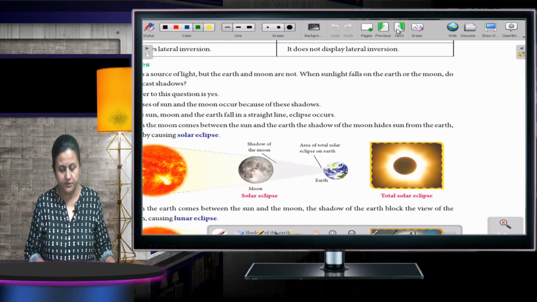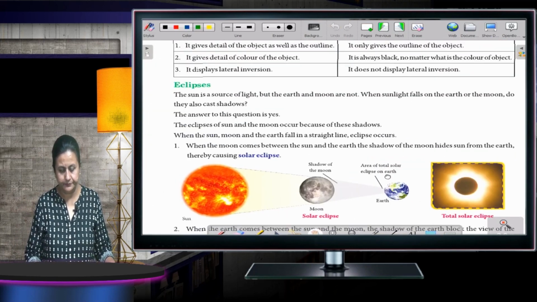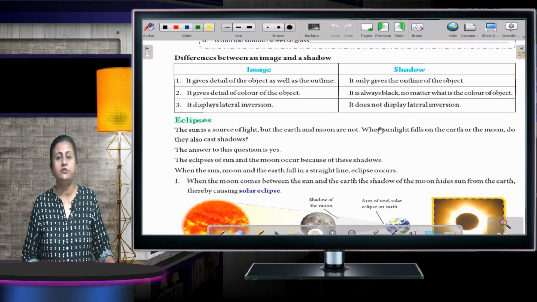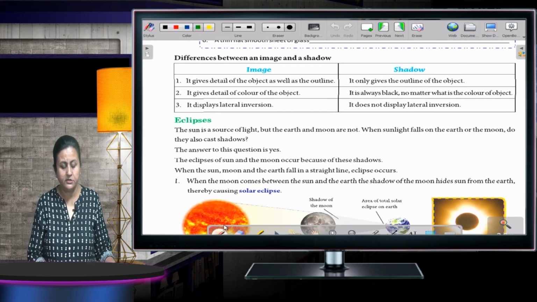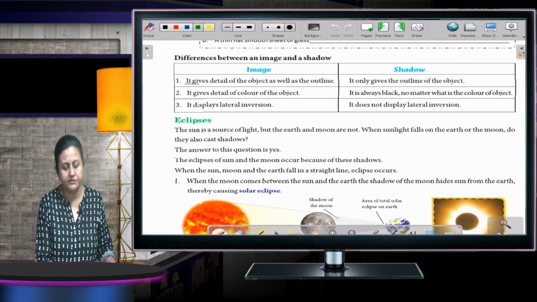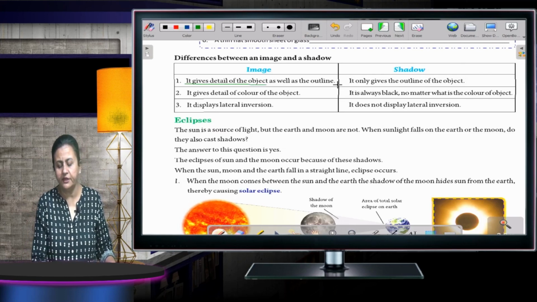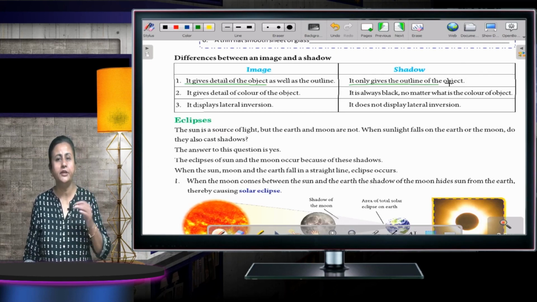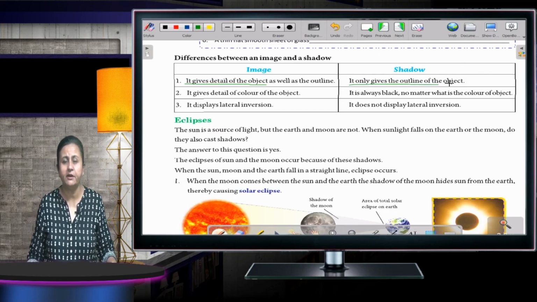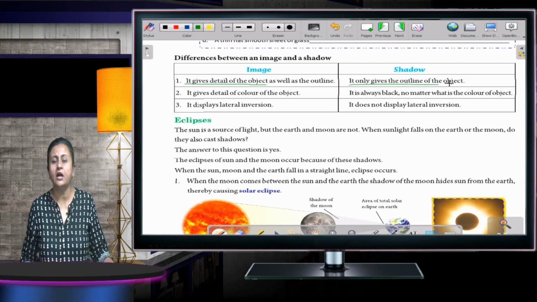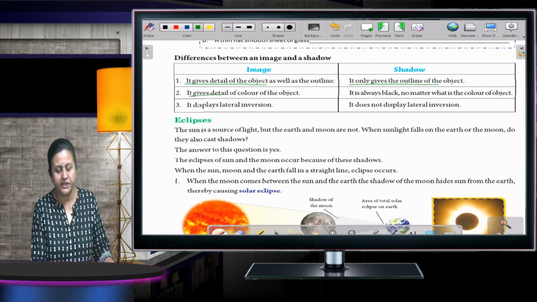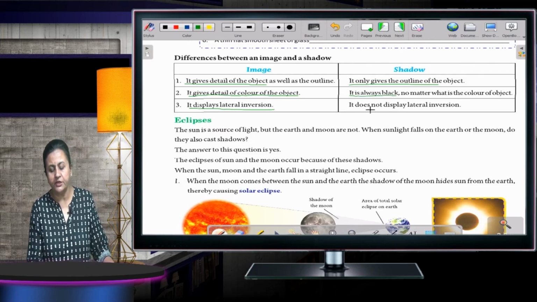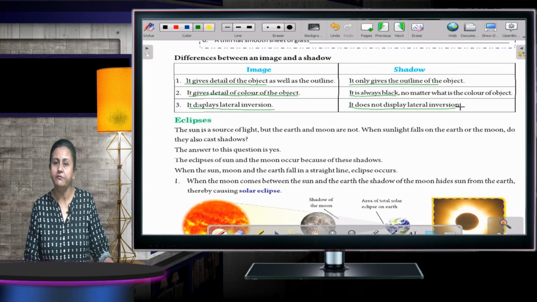Now, the next one, difference between shadow and image. Okay, what is the difference? Image gives detail of the object. A shadow only gives the outline of the object. In case you see the image, you will find all the detail, minute details also you can see, but if you talk about shadow, only the outline would be there. An image gives detail of color of the object. A shadow is always black. An image displays lateral inversion and a shadow does not display lateral inversion.